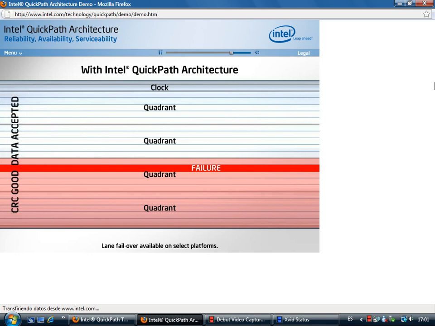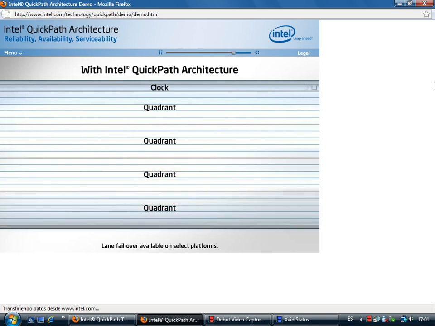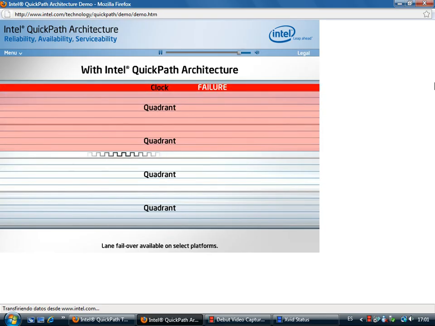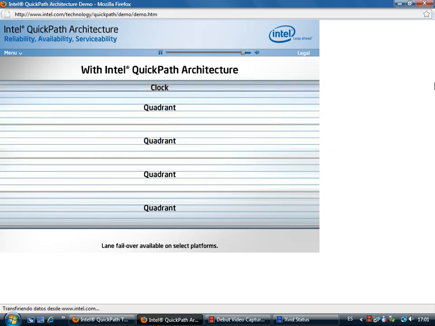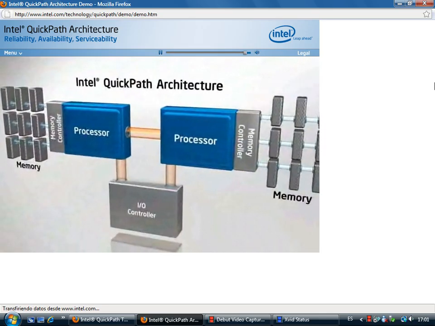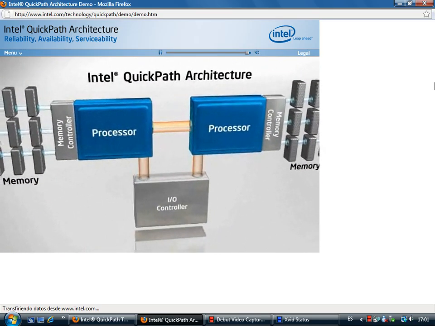The system also intelligently logs errors. There is also a clock failover mechanism. If the clock fails, a similar process adjusts the link to half or quarter width mode, and the clock is transmitted over a predetermined data lane. These are just a few of the RAS features built into the Intel Quickpath architecture.